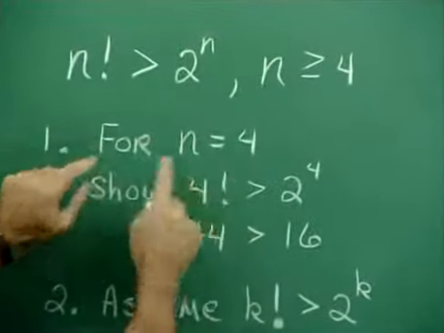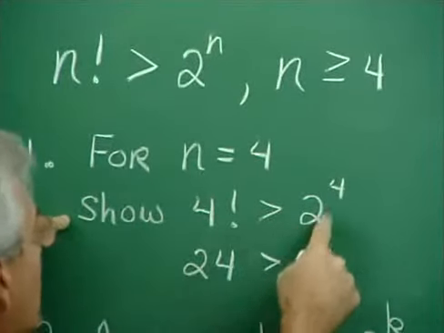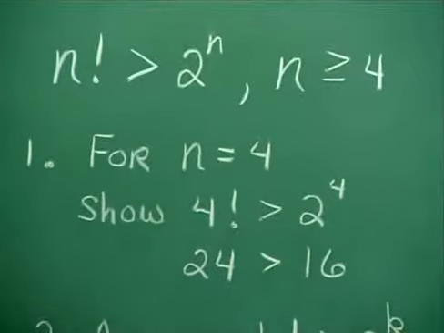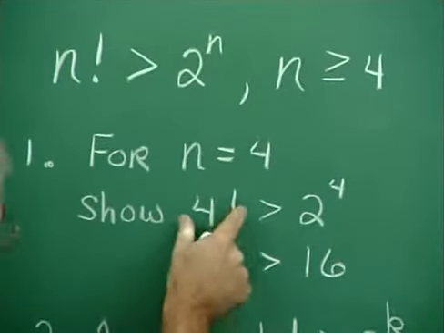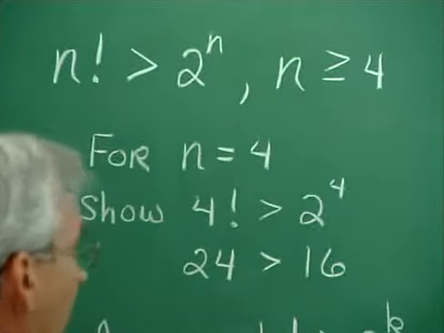All right, for the first item, for n equals 4, we want to show that 4 factorial is greater than 2 to the 4th power. And all we do is evaluate each side of the inequality. 4 factorial is 24, 2 to the 4th power is 16. 24 is certainly greater than 16.